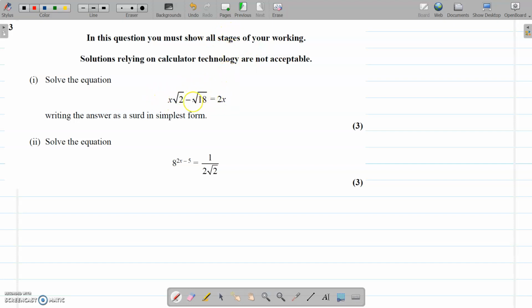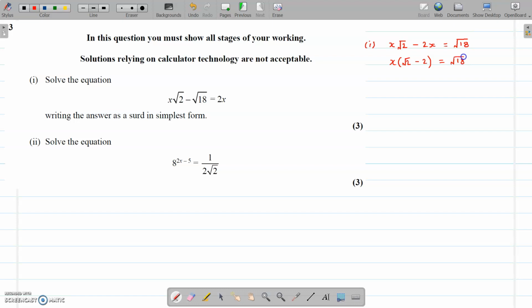Okay, so we've got an algebraic problem here, and the first thing we're going to do is rearrange it to make all the x terms on one side. So I'm going to move the 2x to the left, so I'm going to have x root 2. I'm going to take away the 2x, and I'm going to add the root 18 to both sides, so I end up with this, just a rearrangement. Okay, and now I'm going to factorize out the x. So that gives me root 2 minus 2, like that, and that equals root 18.